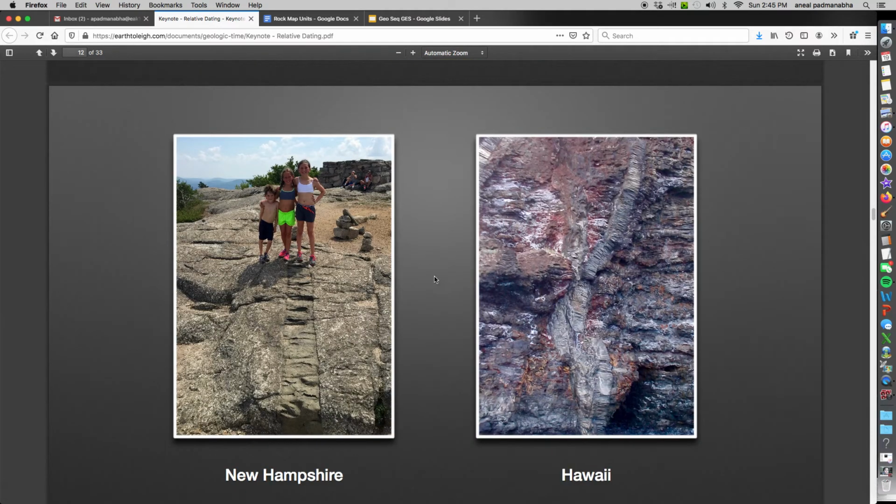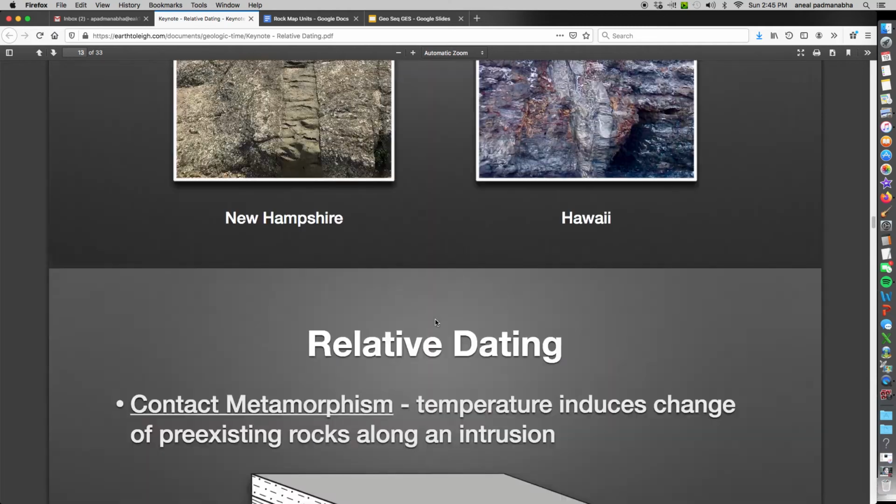Here's just some showing. I don't know who these people are. This is somebody else's PowerPoint. But nonetheless, here's the igneous intrusion right here. Here's another igneous intrusion cutting through that area.